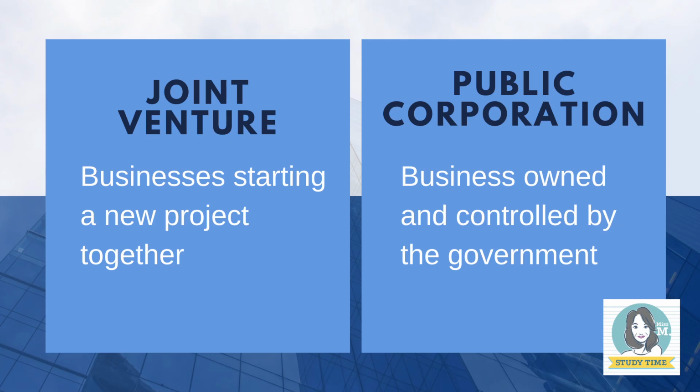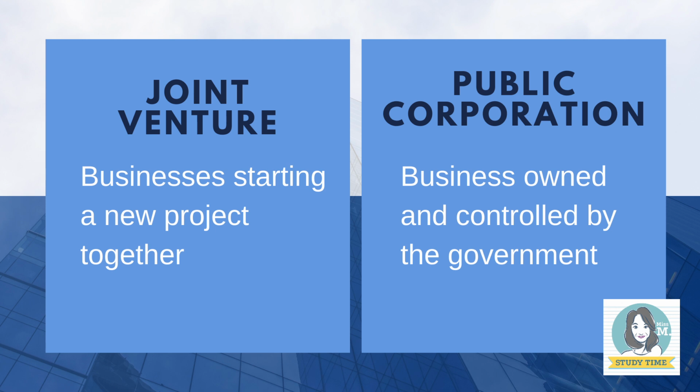On the other hand, a public corporation is a business in the public sector that is owned and controlled by the state or the government. So these corporations provide essential services to the public, to the people, and they are funded and managed by the government. Examples include public transportation, utilities, public hospitals, healthcare services, and even public education.